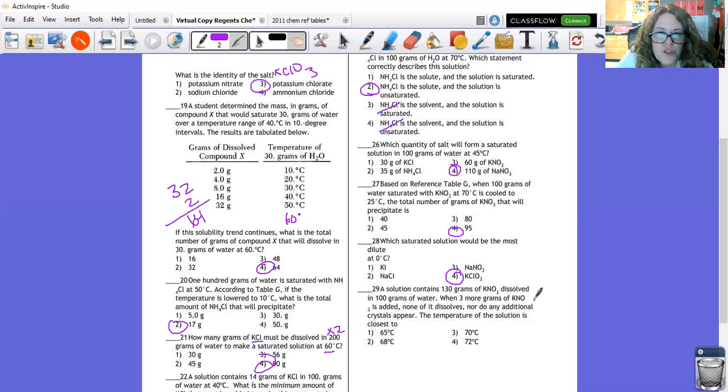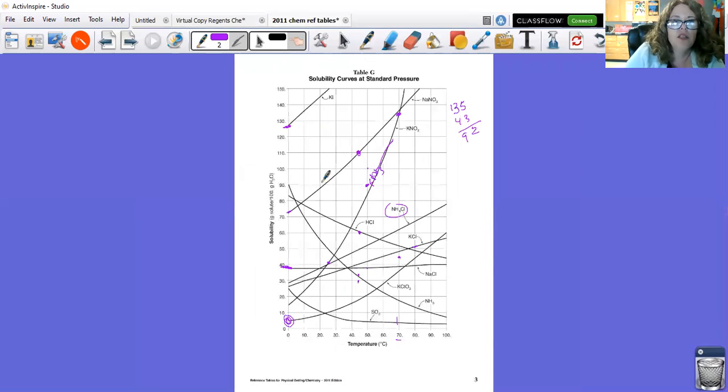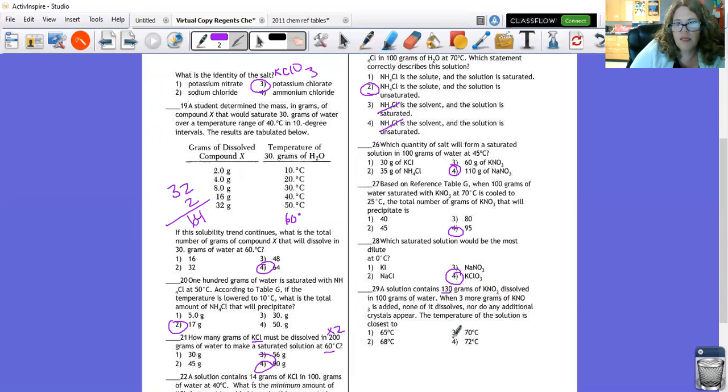None dissolves, nor do any crystals appear. Okay, so if nothing else dissolves, but nothing else appears, that means it's going to be saturated. So then I need to find the saturation point where I can get 130 grams of potassium nitrate in there. 130 grams is right up here. Then I'm going to read across to potassium nitrate, which is here. Then I'm going to read down until I get the right temperature, 70 degrees. And so that's going to be 70 degrees.